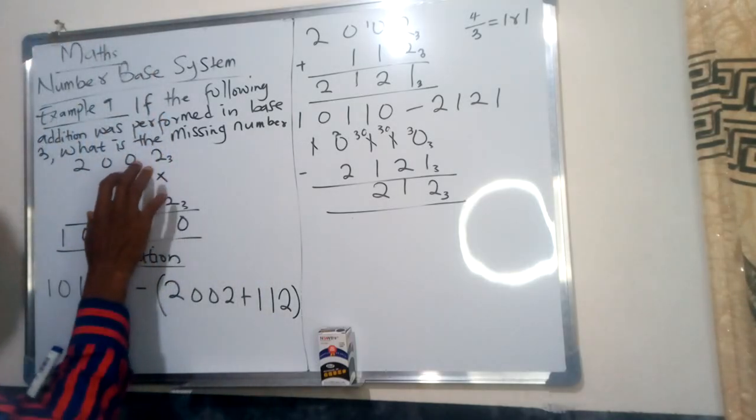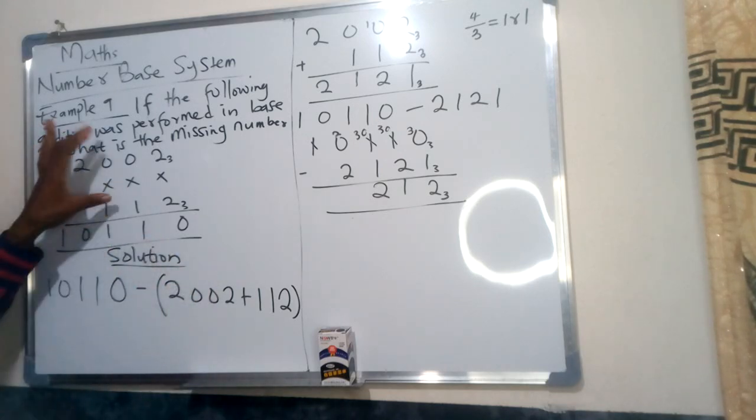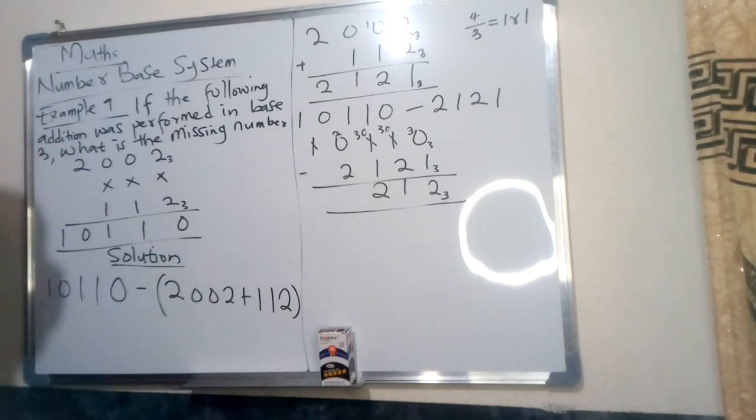So that is how to handle a problem like this. What you simply do is to add the two answers here, then you subtract from this other one to give you this answer.